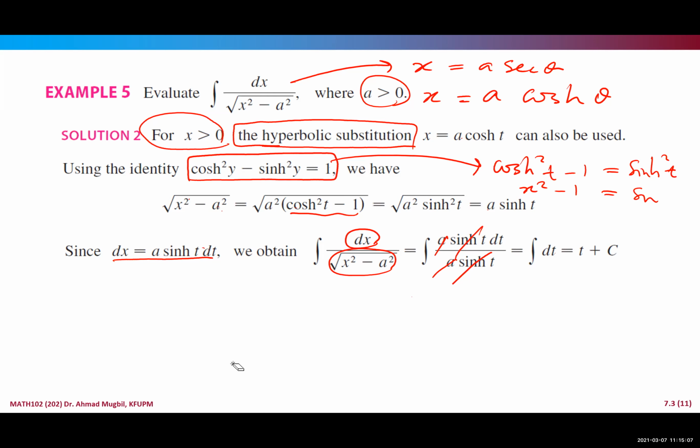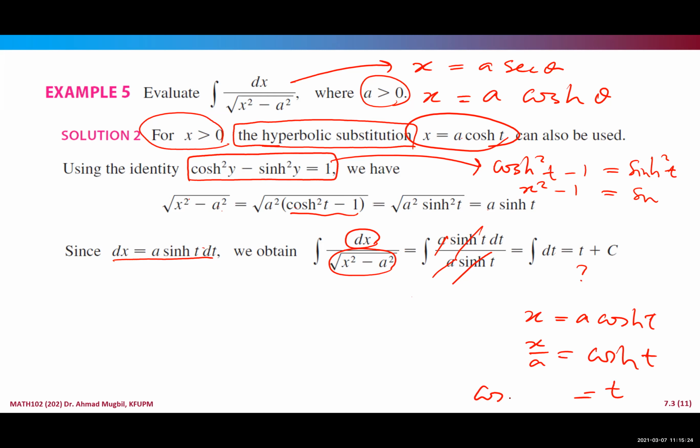And it is easier. Now t, what is t? To find t, recall that x equals a cosine hyperbolic t. Here it is. Divide by a. Now cosine hyperbolic t equals x over a. So t will be the inverse cosine hyperbolic of x over a.